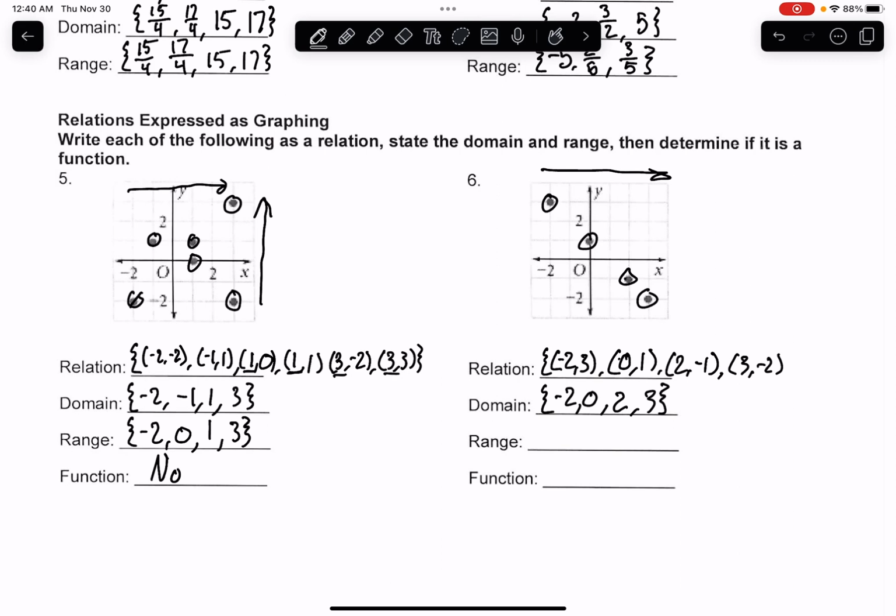And now we're doing our range, which is our set of y values. So we're working our way bottom to top here. And we've got -2, -1, 1, and 3. And that is our range here, our set of y values. Is it a function? Well, we go look at our relation. -2, 0, 2, 3. There's no repeated x's here. So yes, we have a function.